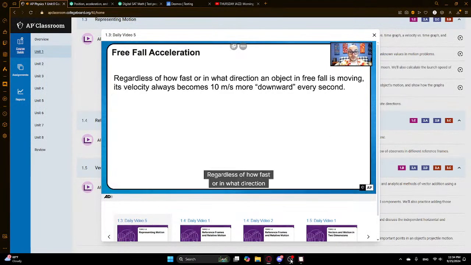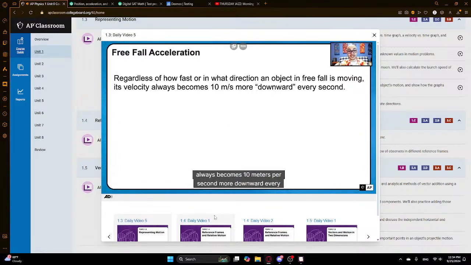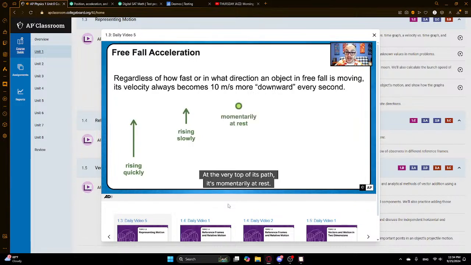Every second. Regardless of how fast or in what direction an object in free fall is moving, its velocity always becomes 10 meters per second more downward every second. So here we see an object that's rising really quickly. After a moment, it's rising slowly. At the very top of its path, it's momentarily at rest. A moment later, it's falling slowly, and a moment later, it's falling really quickly. If all of those were separated by just 1 second, the difference in those velocities would be 10 meters per second more downward every second. Every moment, the velocity vector is more down.